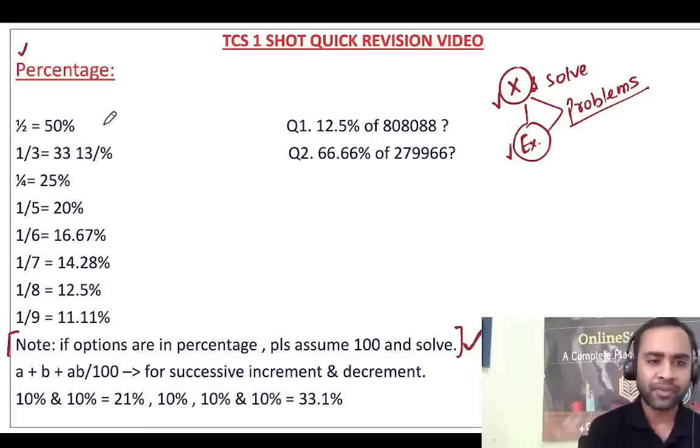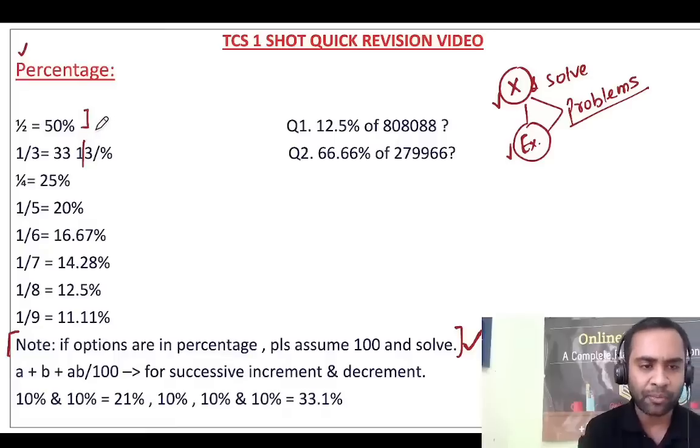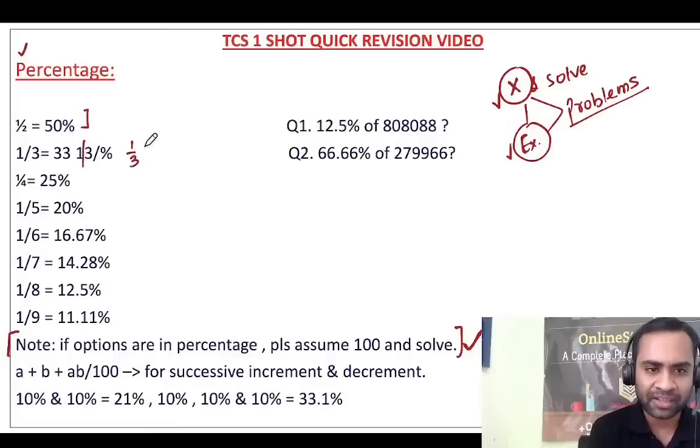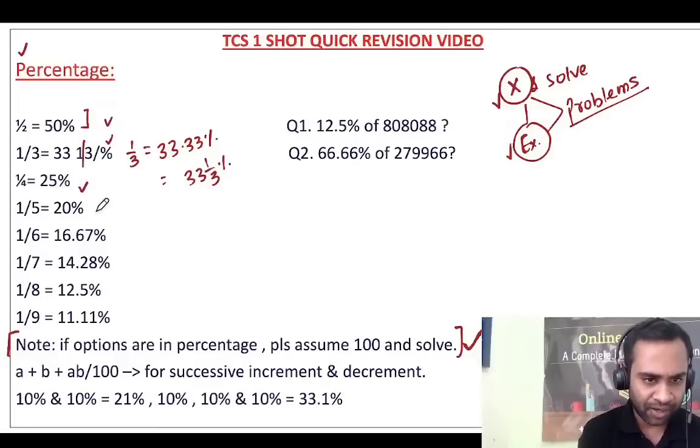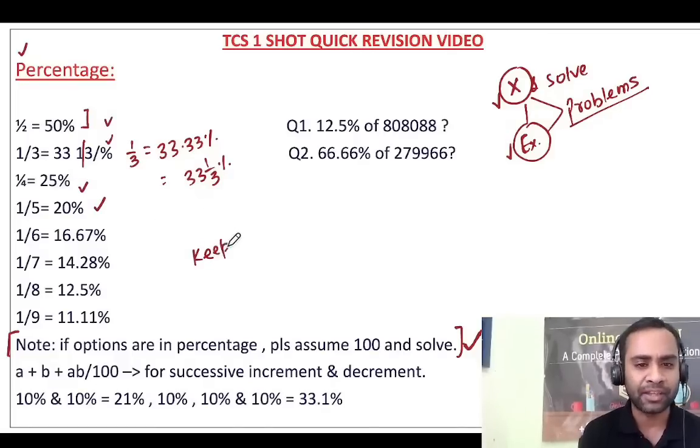solve. Now, friends, 1 by 2, how will you write it? 1 by 2 you will write as 50%. 1 by 3 is 33.33 percentage, or you can write 33 1 by 3 percentage. 1 by 4 is 25%, 1 by 5 is 20%. This you have to keep in mind.